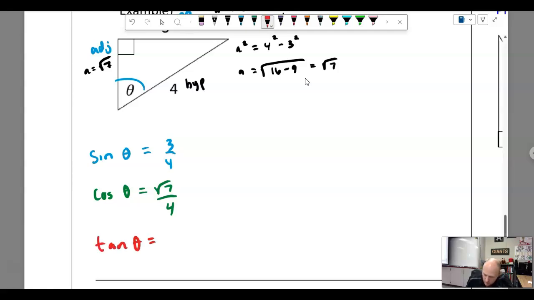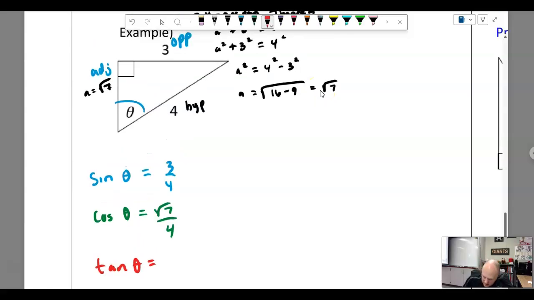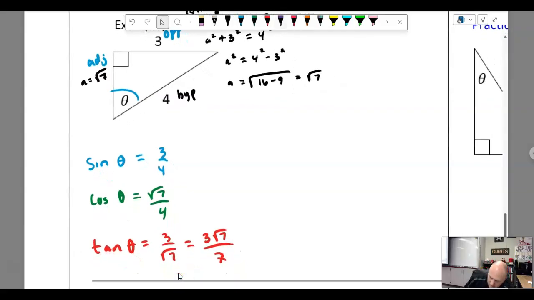Who knew? Tan theta, opposite over adjacent. Here's where we're going to have to go ahead and rationalize. But you know what? I know all the tricks of the trade. Very easy. Just move it up to the top to get rid of that radical. That's rationalizing.